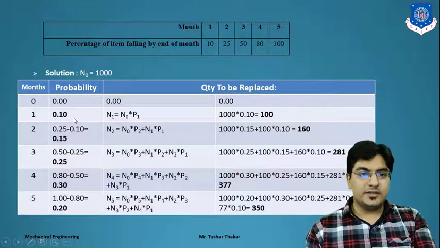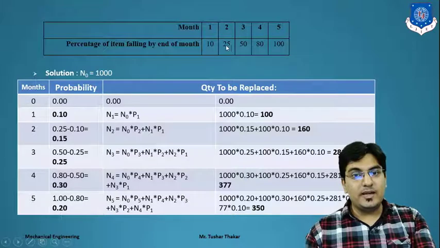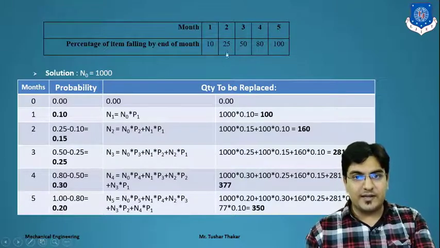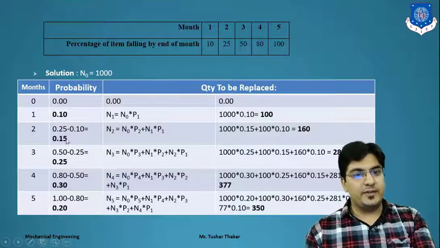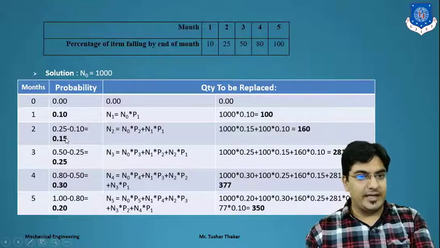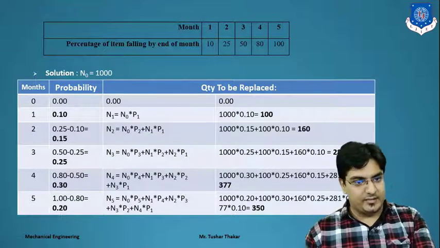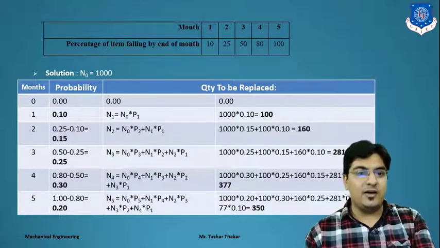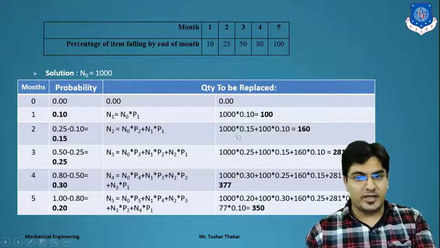So here the first month we have a probability 0.10, but at second month probability is 0.25. It means we have to subtract the 0.10 from the 0.25. So total we have a 0.50, 50% probability of failure. So we can find out accordingly the quantity to be replaced.